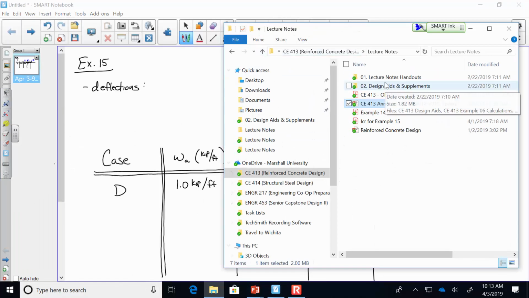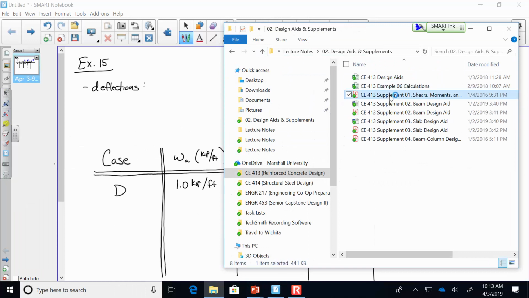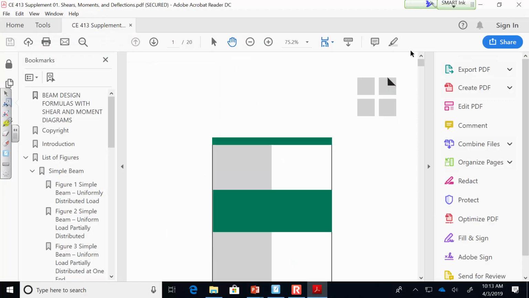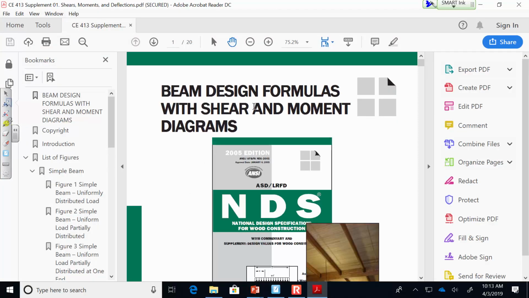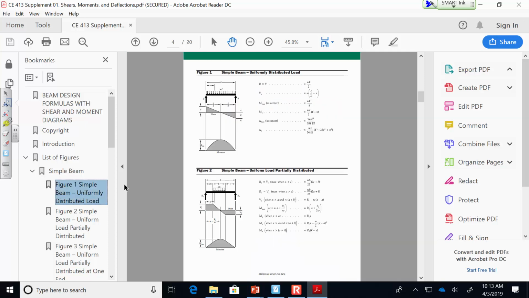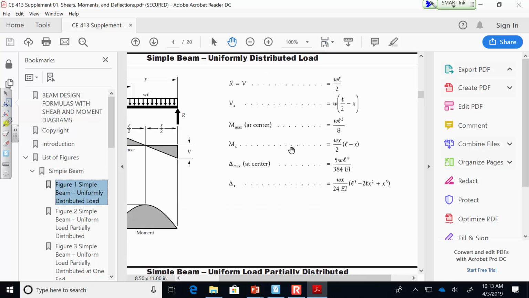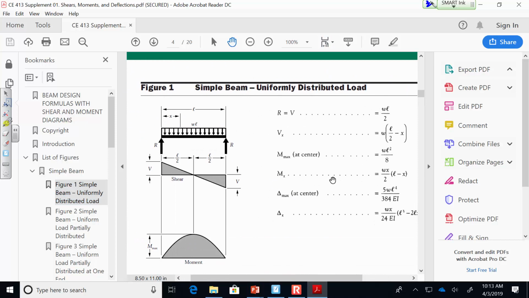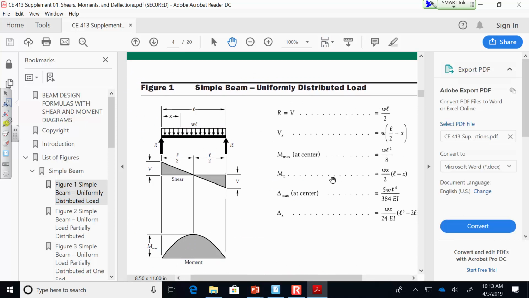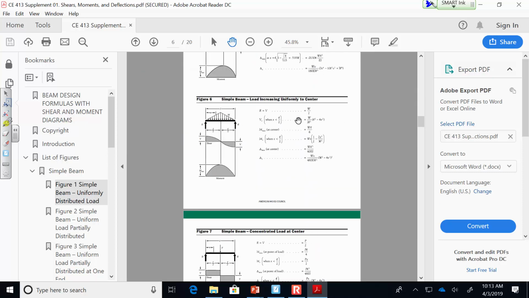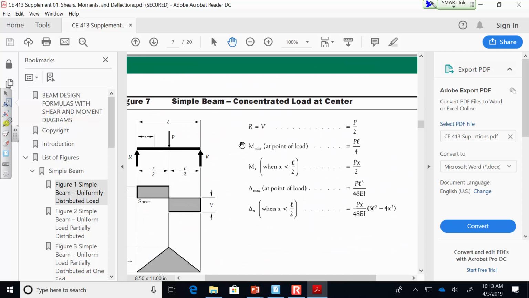Once this computer decides to load. Remember this? Remember our design aid, design formulas? And remember, 5wL to the fourth over 384EI, that formula only worked if that was your load, right? If you had a simply supported beam and a uniformly distributed load. My question is this. What if I change the loading? What if I change it to a simply supported beam with a point load in the middle? That's not the right formula.